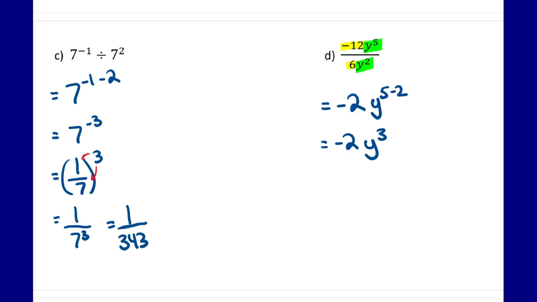Again, the reason why we're allowed to do that, if I look separately, just as an aside, negative 12y to the power of 5 divided by 6y squared, I can rewrite as negative 12 over 6 times y to the power of 5 over y squared. When we multiply fractions, we multiply across, so this is the same thing. I can just divide my two numbers and divide my two powers, and then multiply the two answers together, which would give me negative 2y to the power of 3. So again, similar concept to what we were talking about.